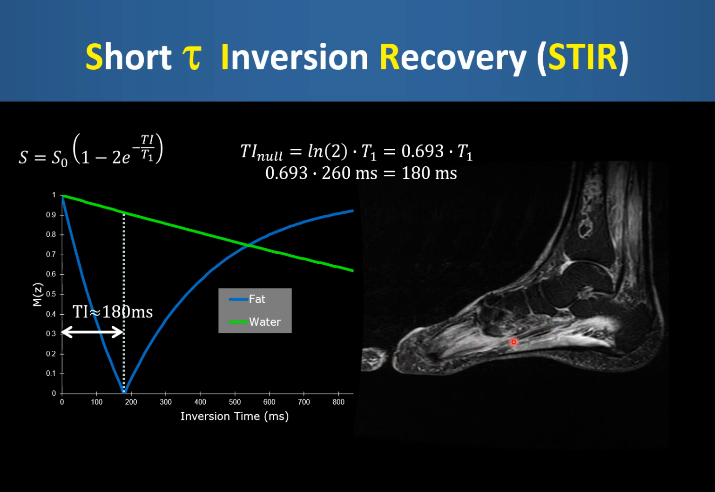In this patient, there is also some fluid accumulation at the bottom of the foot, and because the T1 of fluid is long, in the magnitude reconstruction, the fluid appears very bright and may add to the clinical diagnosis in this particular patient. If you happen to know the T1 of a particular tissue, then the TI to null that tissue is simply given by the natural log of 2 multiplied by the T1.